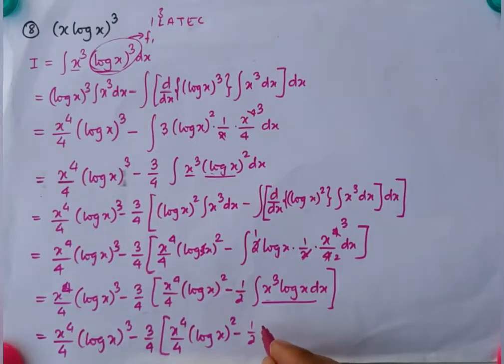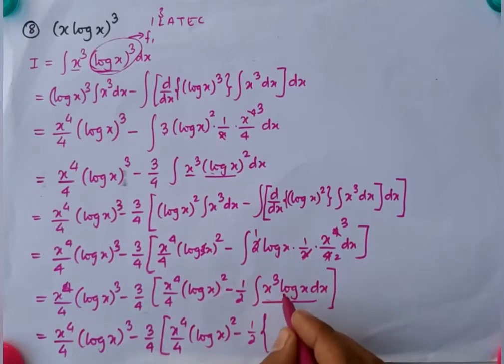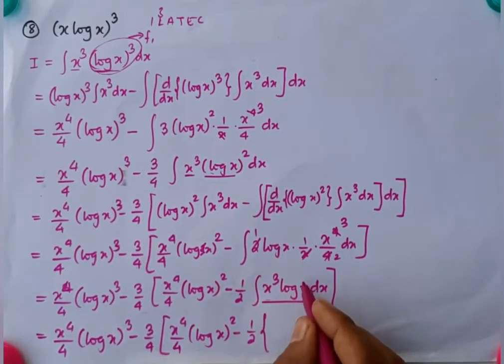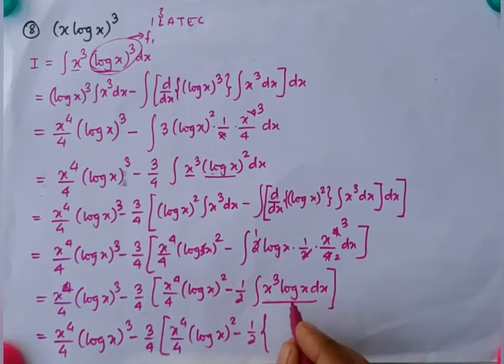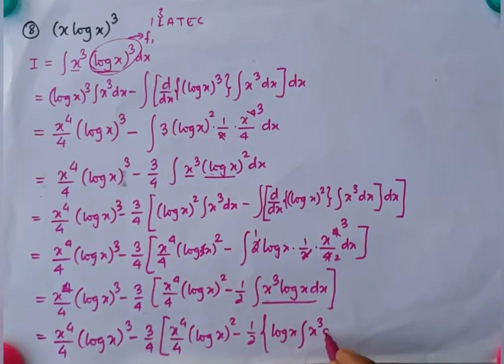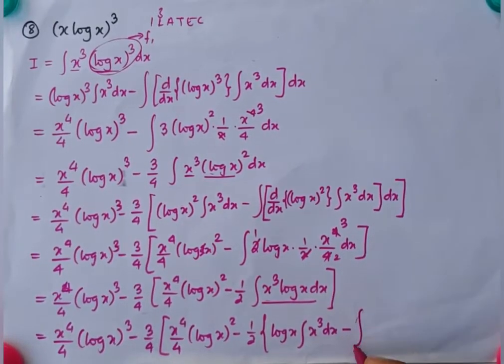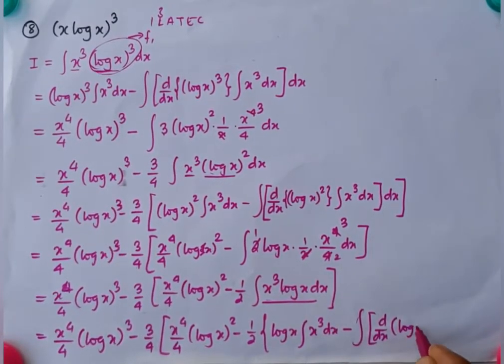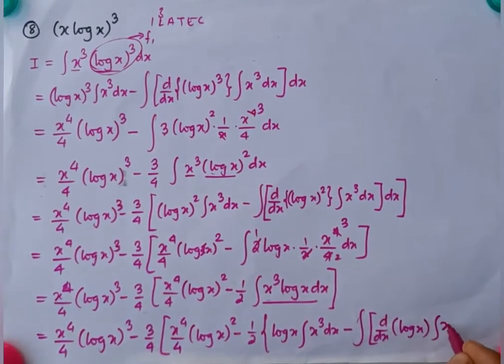Okay, so let's do that. We are almost on the verge of finishing this part. This is my algebraic, this is my logarithmic, so this is my f1 and this is my f2. So in that case we will get log x integral of x cube dx minus integral of, in the bigger bracket, d by dx of the first function, which is log x, times integral of x to the power 4 dx. Yes, so we have got dx also.